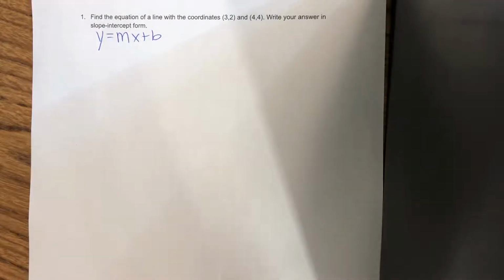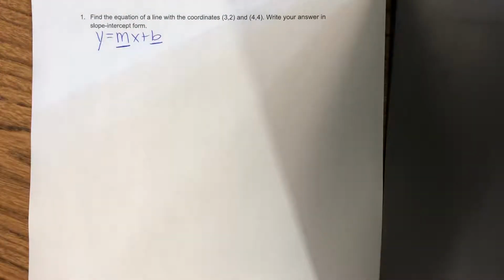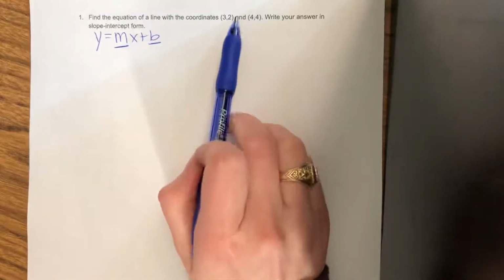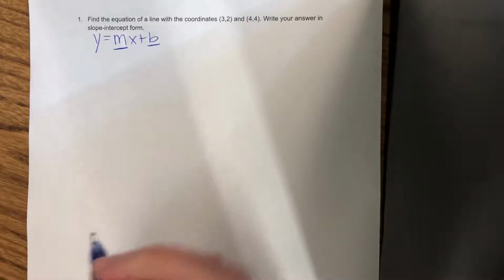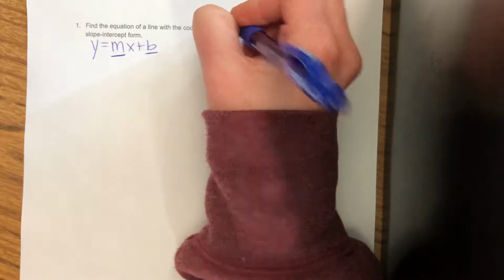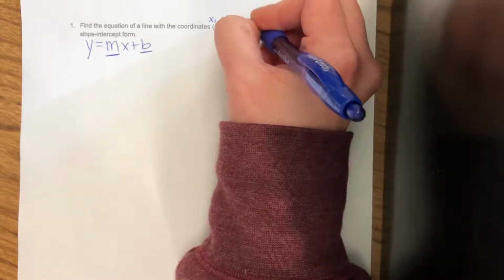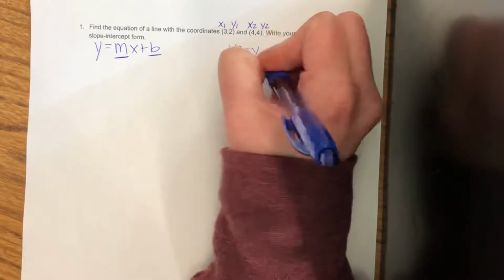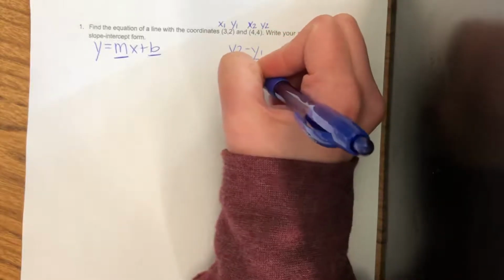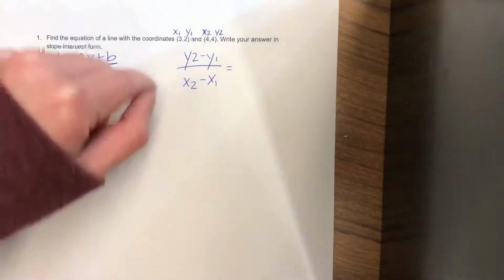And I know before I can write an equation in slope-intercept form, I have to know the slope and I have to know the y-intercept. And so using prior knowledge, I know that I can find the slope if I have two coordinates. I need to label one of the coordinates x1, y1, and one of the coordinates x2, y2, and then I can plug them in to my slope equation: y2 minus y1 over x2 minus x1.